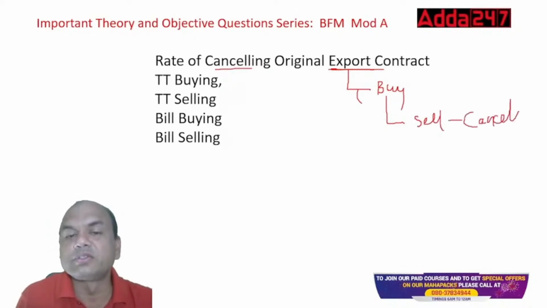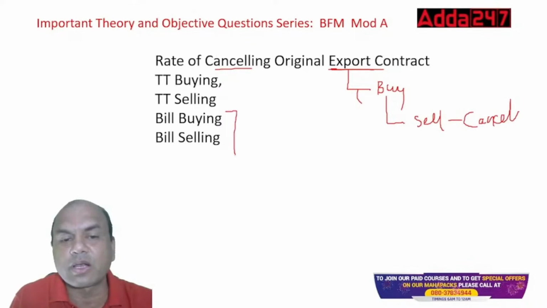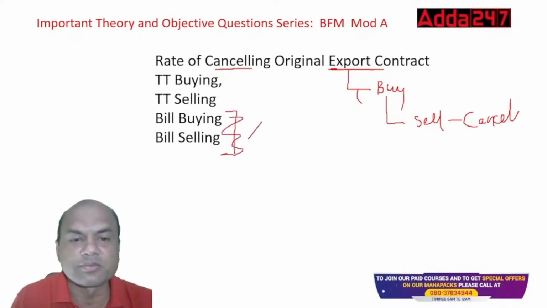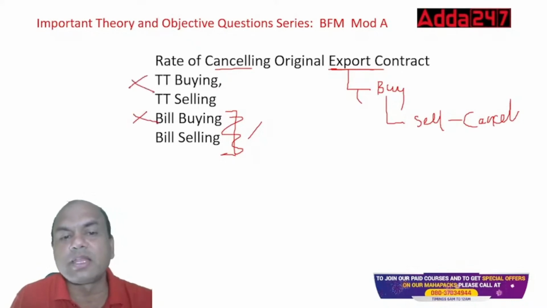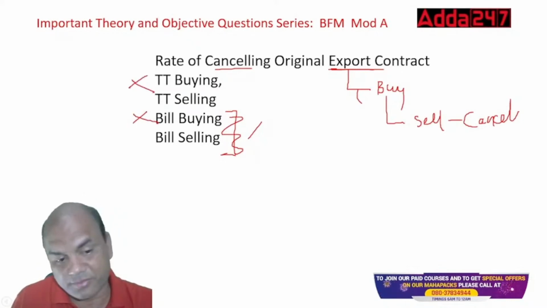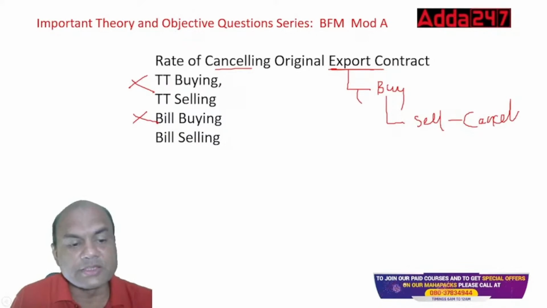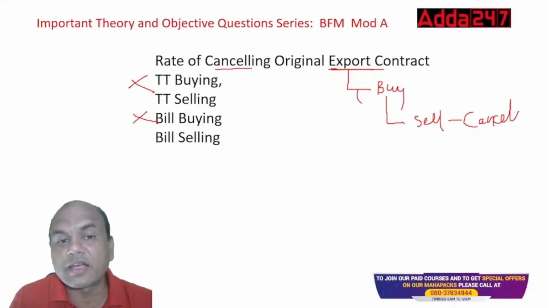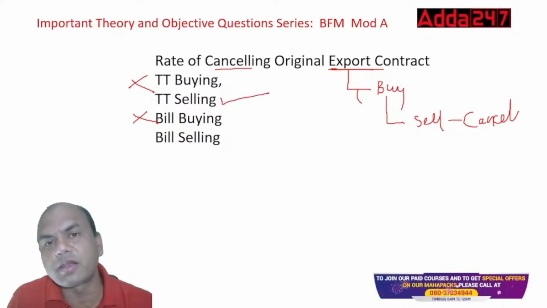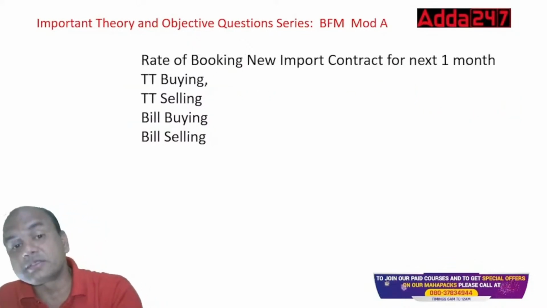So firstly I'll use this sell. So forget this buying, these two are out. So these two are remaining: TT selling and bill selling. Now which one, TT selling or bill selling? Cancelling. You are cancelling the rate. Cancelling is always done at TT. Always remember, booking is done at a bill rate. So that is the answer.